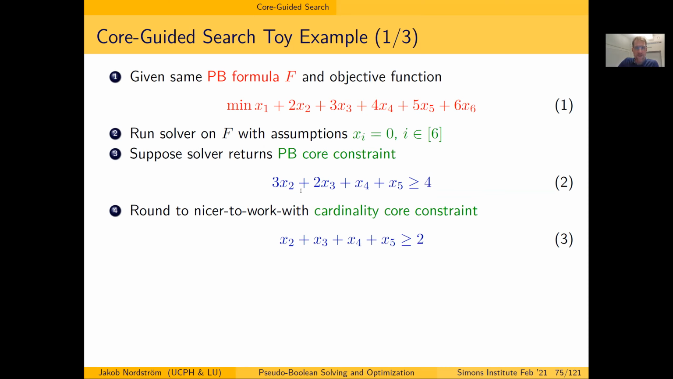So I can look at this constraint and I can say, what's the best cardinality constraint I can get from it? Well, the only way that this constraint is true is that at least 2 of these variables have to be true. So I'll round this constraint to a constraint saying x2 plus x3 plus x4 plus x5 greater or equal 2. This is certainly implied by the pseudo-Boolean core constraint, and I'll call this cardinality constraint the cardinality core constraint. So now we know that the sum of these variables is at least 2. The pseudo-Boolean solver told us this.